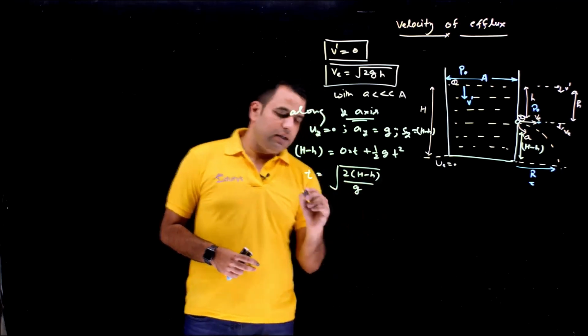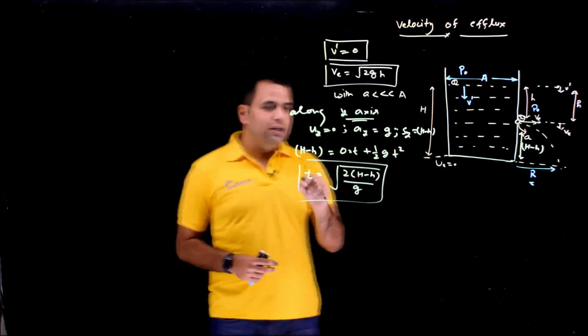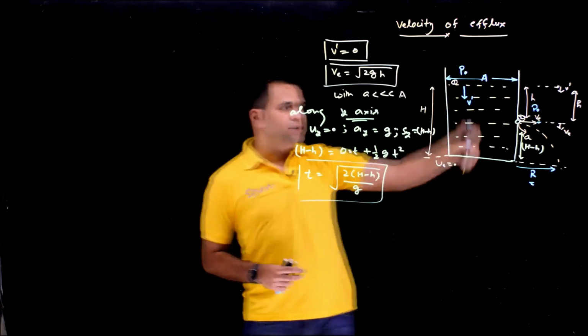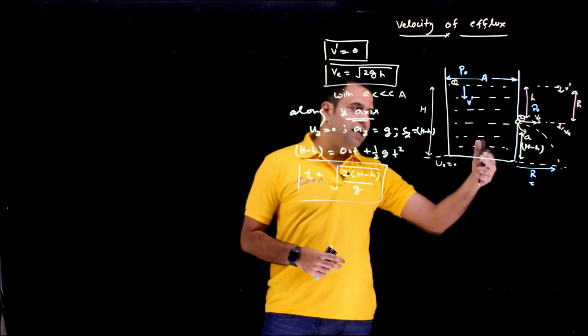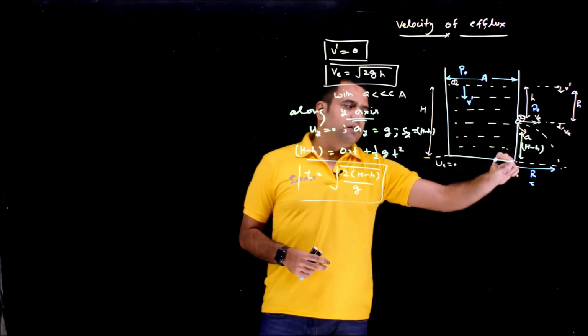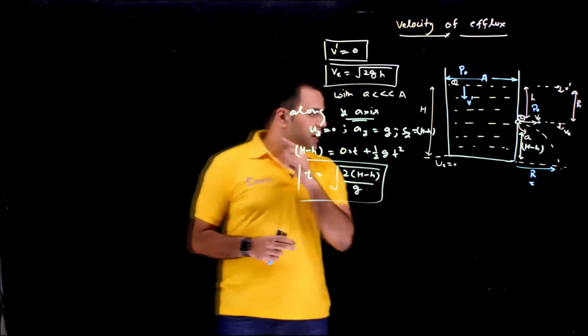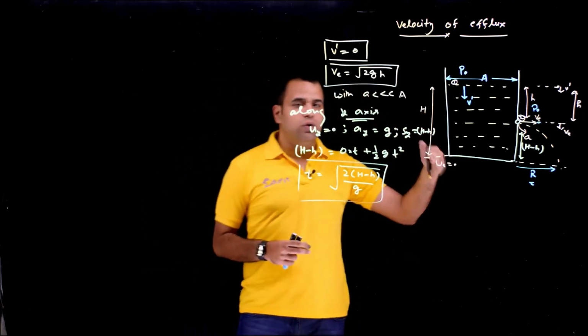That is the time this liquid will take to fall down, and obviously you see this time depends upon the small h. As we change the value of small h, this time will be different. For small h equal to capital H, the liquid will go to the bottom and the time will become 0 there. So this is the time this liquid is going to take.